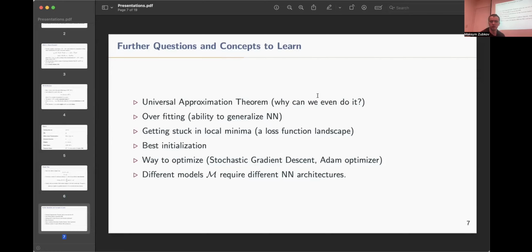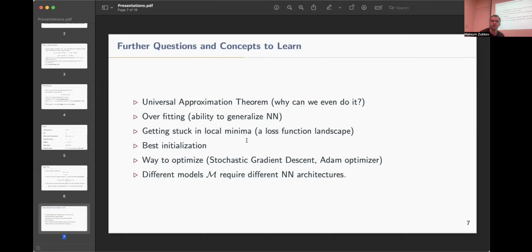Or when we have overfitting. Apparently if you have just a lot of points, you can find a really nice polynomial which will fit every other point. But if you add an extra point, that's going to be a problem. So that's why you don't want to overfit. We want to be able to generalize our neural networks.